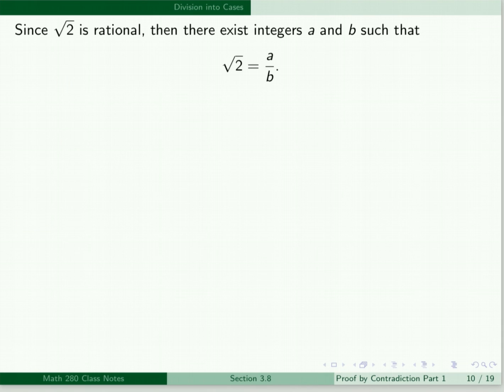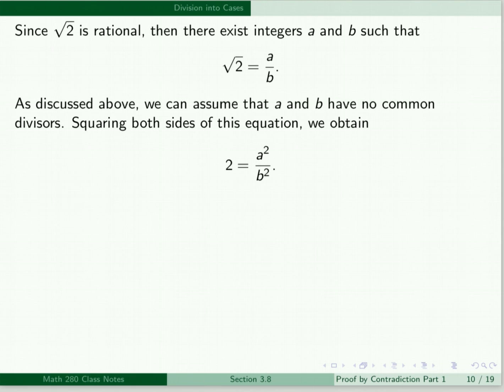Since square root of 2 is rational, then there exist integers a and b such that square root of 2 is equal to a over b. As discussed above, we can assume that a and b have no common divisors. Squaring both sides of this equation, we then obtain 2 is equal to a squared over b squared. Clearing the denominator, this implies a squared is equal to 2b squared.